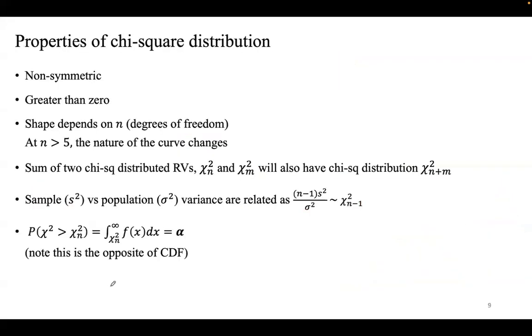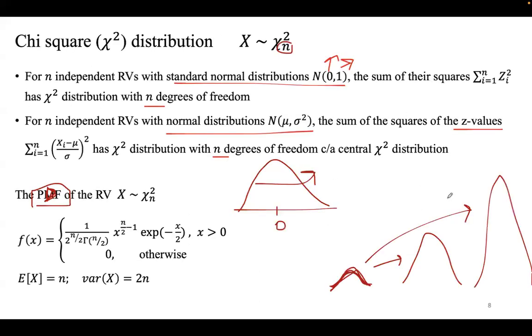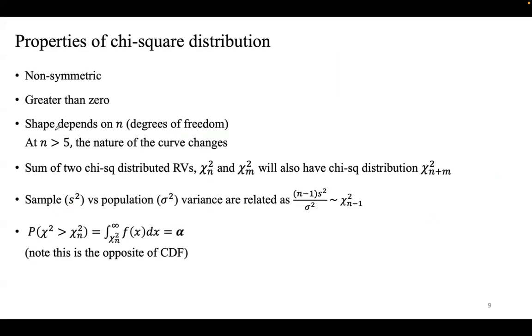Some properties of chi-square distribution. Again, we'll take a look at that in more detail in R in a few minutes. So it's non-symmetric. What I've drawn here is not correct, but it's just for a vague idea. It's always greater than 0 because you're squaring up something and then adding, so it's always going to be on the right side, with no negative values. Shape depends on n, which is the degree of freedom. So at n greater than 5, the nature of the curve changes. Again, we'll see some examples.